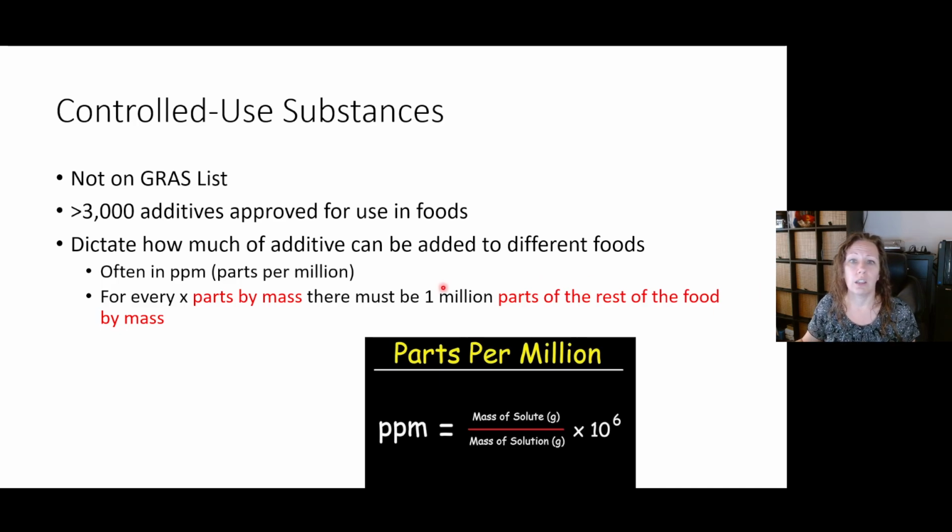And so as you can see, a lot of these substances, if we're measuring it in parts per million, are added in very, very small amounts and regulated to that level. Otherwise, they could become dangerous.